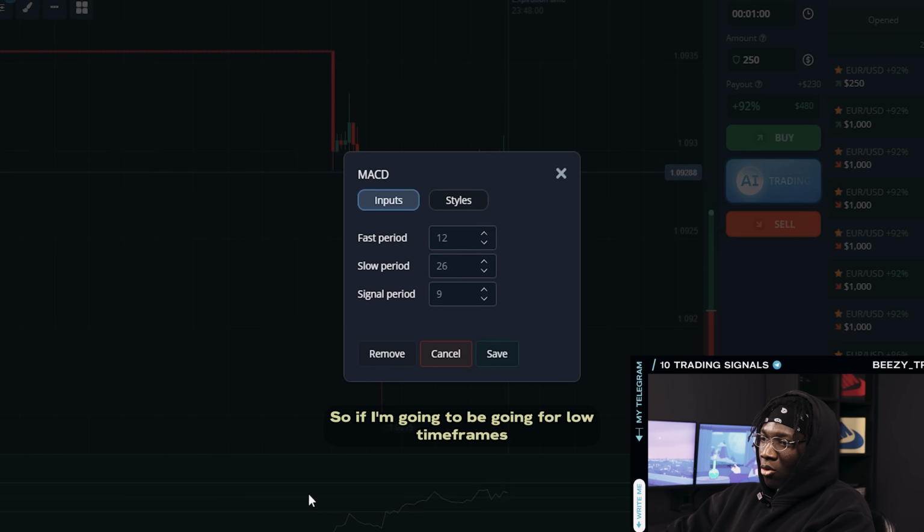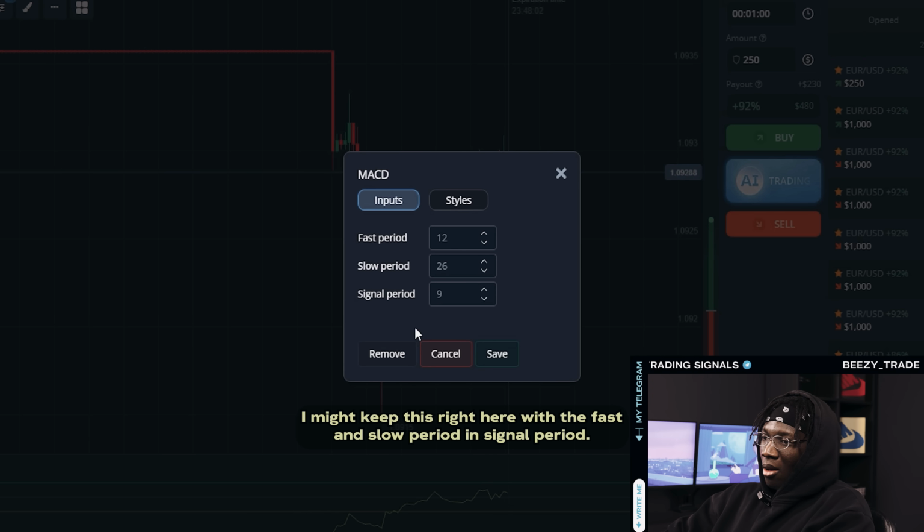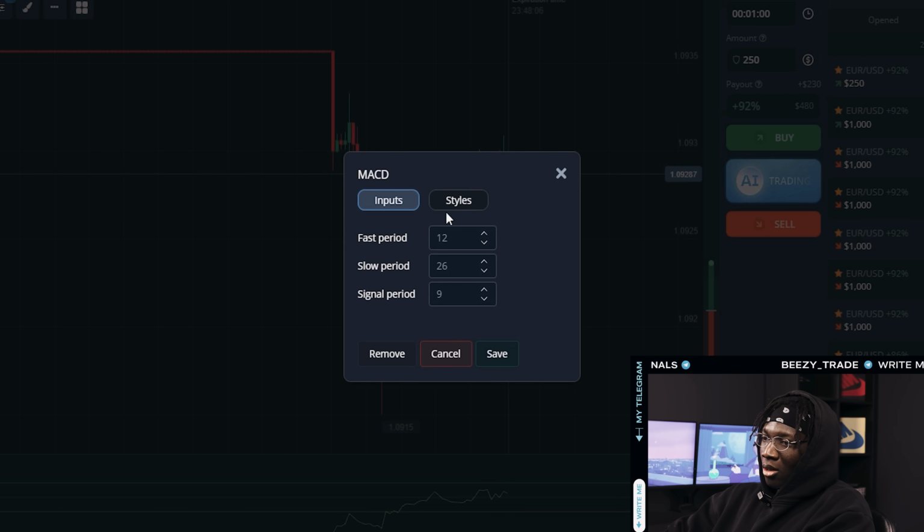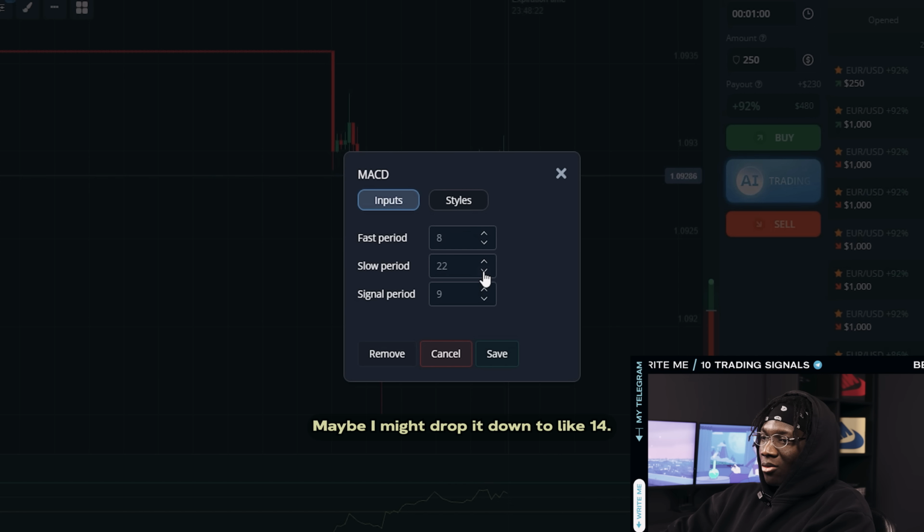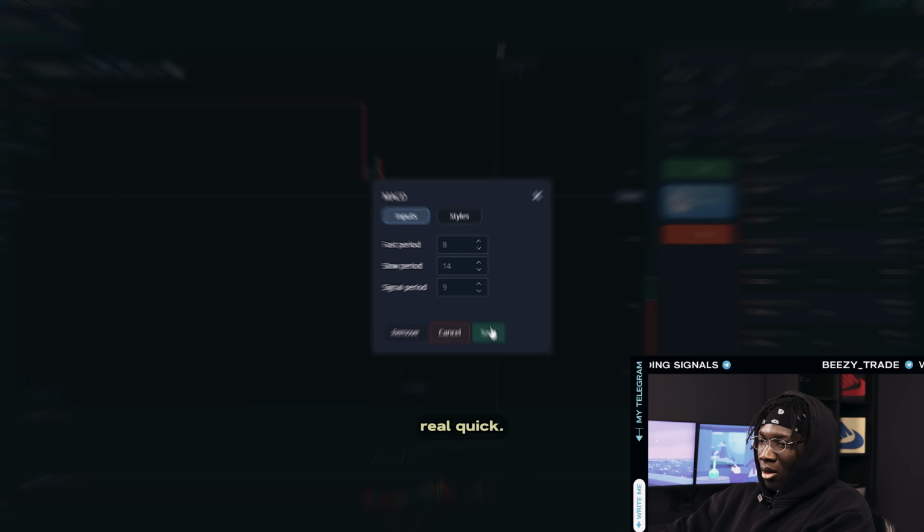So if I'm gonna be going for low time frames, I might keep this right here with the fast and slow period and signal period, but I might change my fast period there to 8, just because I want quicker signals. And I might leave my slow at 26. Maybe I might drop it down to like 14, just because I want real tight, real quick.